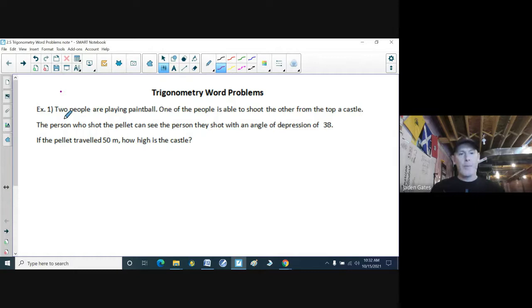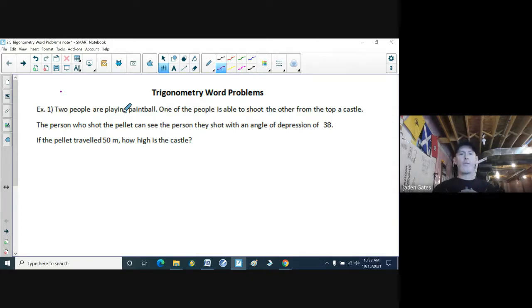So we'll get to example one because we're going to have to draw a picture, which I am no art major, that's for sure. Two people are playing paintball. One of the people is able to shoot the other from the top of a castle. The person who shot the pellet can see the person they shot with an angle of depression of 38 degrees. If the pellet traveled 50 meters, how high is the castle?